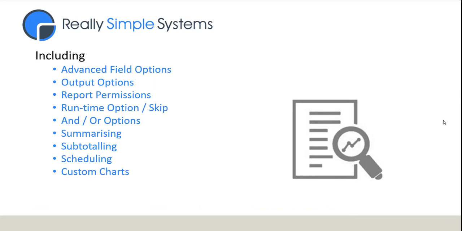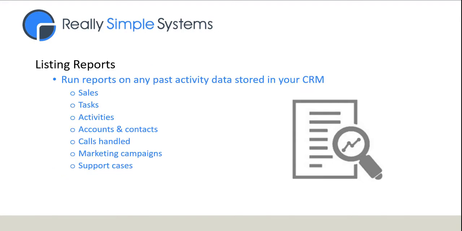We'll be talking you through some of the different advanced options that are available in the plan, for example, the output options, report permissions, runtime options, and or options, summarizing, subtotaling, and scheduling. Then we'll take a look at how to create custom charts to have personalized widgets on your dashboard.